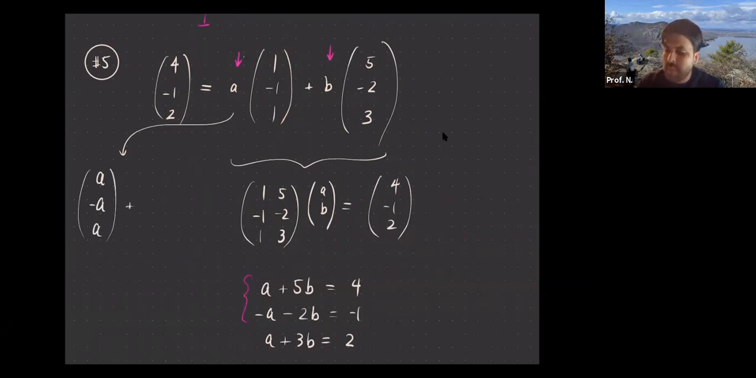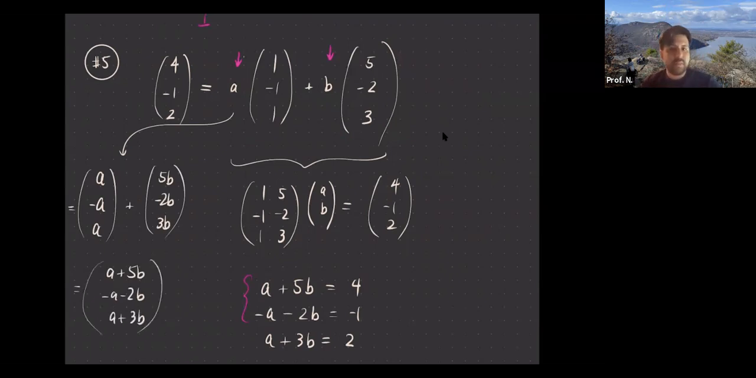And I'm going to do the same exact thing for this one here. I get 5B, negative 2B, and 3B. Now I have a 3x1 column vector, and another 3x1 column vector, and I'm adding them together. They're the same size, which is good. If I add them, what do I get? A plus 5B, negative A minus 2B, A plus 3B.